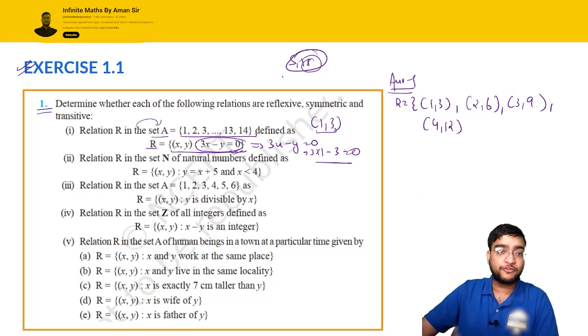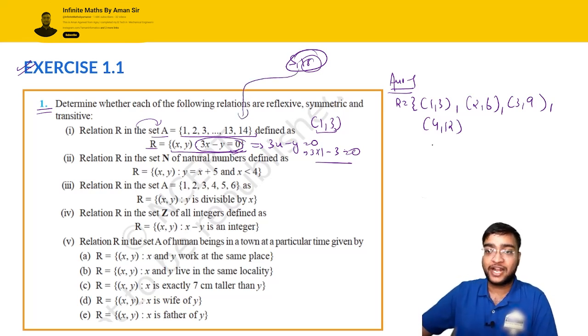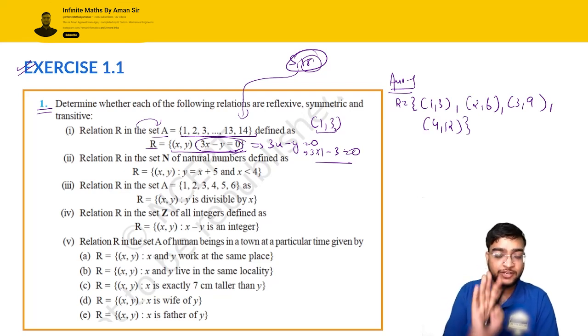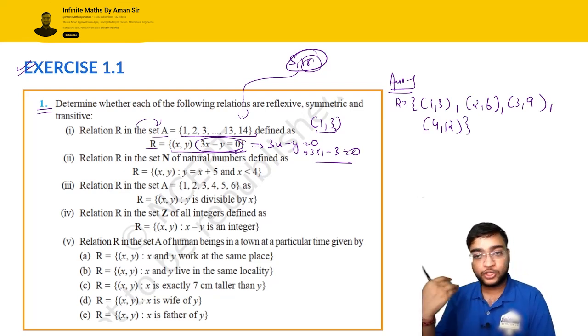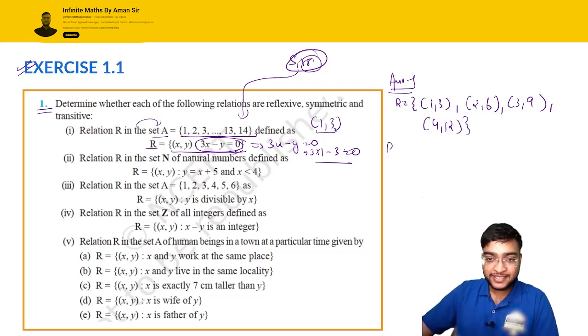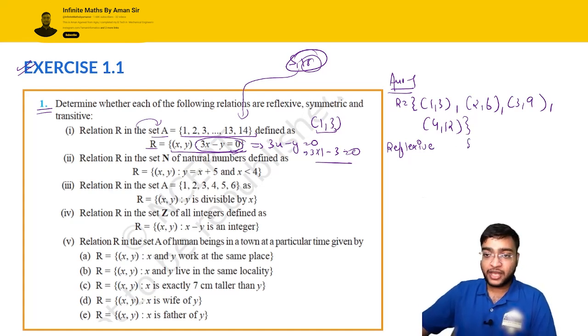You can say no sir, because 15 is not actually in my A set here. So ultimately the relation comes from that first part, 3x minus y equal to 0. What can I say? Is this reflexive or not? I can ask whether it is symmetric or not, or transitive or not.